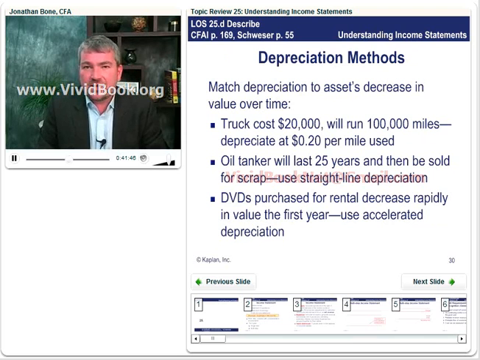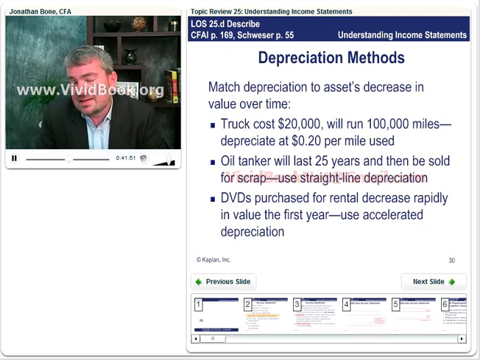Depreciation, we've talked about this as well. We said it's spreading the cost of the asset over its life. So let's have a little look at an example. You've bought a truck, it's going to cost you $20,000. You're going to use it, you think its total life is 100,000 miles.